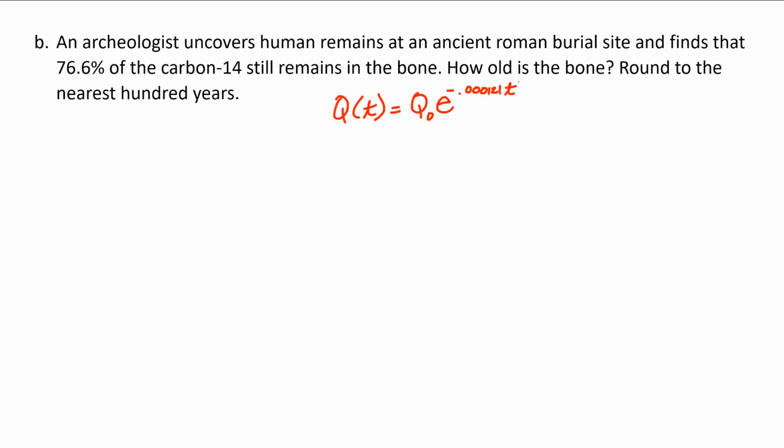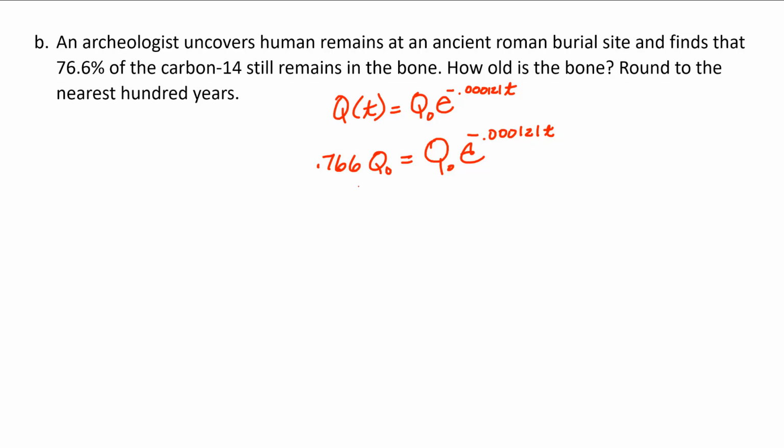We found out there is 76.6% of the carbon-14, and what that means is 76.6% of the original amount is left. So that's going to go on the left side of the equation. 0.766 of the original amount is left. On the right side of the equation, we've got q of 0, e to the negative 0.000121 t. We're looking for t because we're trying to find out, okay, this is how much is left. How much time has it been since the beginning? So I know how old this thing is.